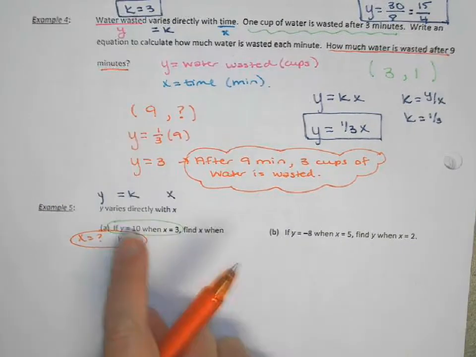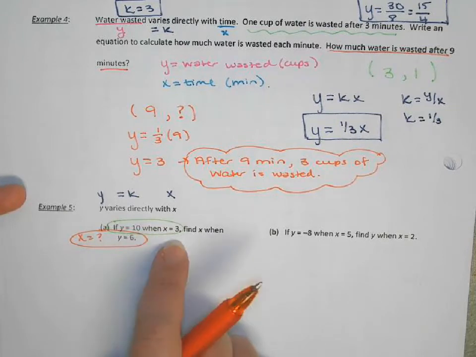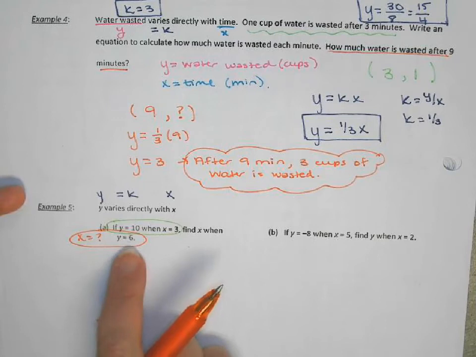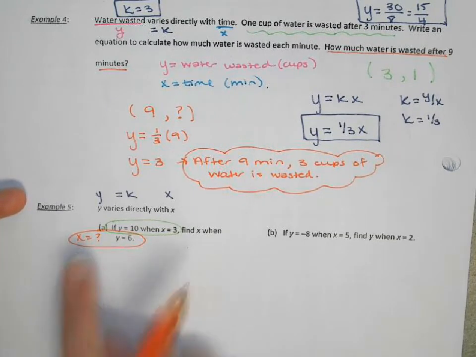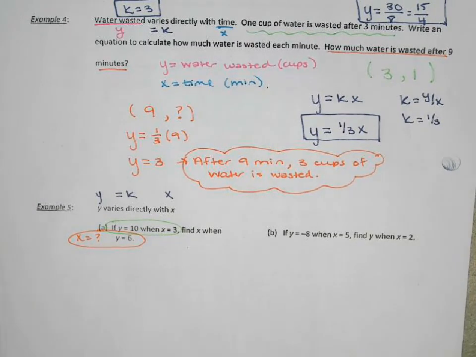We can use the first point to write the k value, write the equation, plug in the y of the second point to find the x of that second point. We can do that all in the same way that we did before. But since this does not tell you to find k and to write the equation, there is a shortcut method you can use, and I'm going to show you how we can do this.